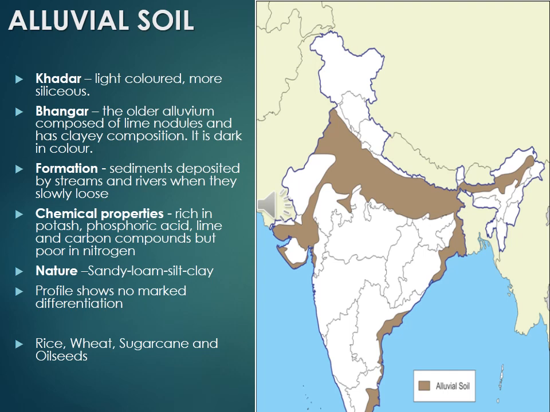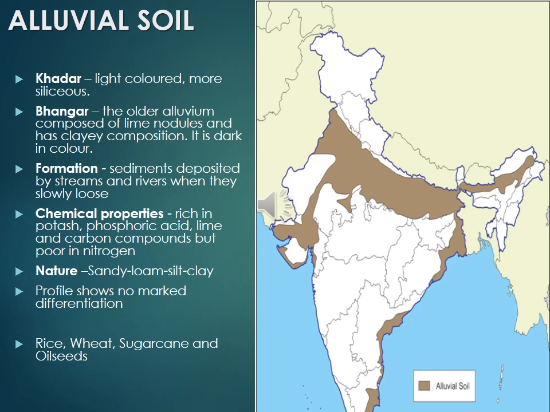Formation: how was it formed? The sediments deposited by the streams and rivers when they slowly lose speed, deposited on the banks of rivers, form the alluvial soil.